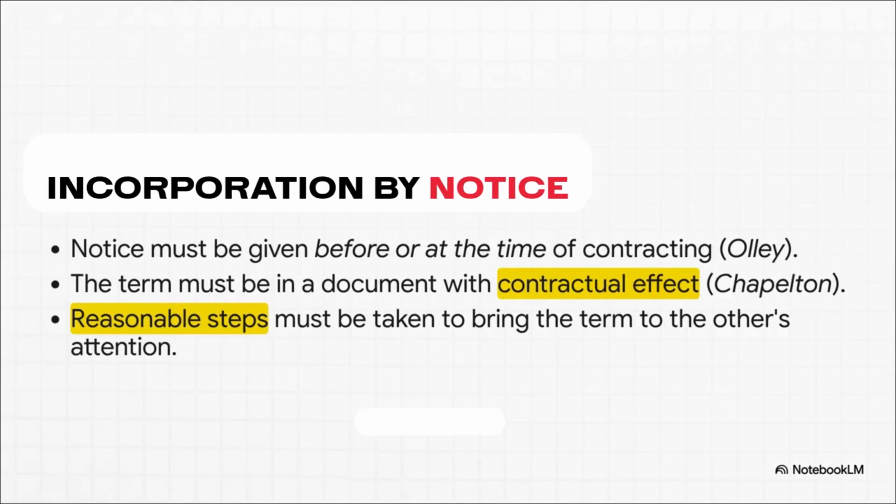Okay, so what if there's no signature? Then it all comes down to reasonable notice. And there are a few rules here. The timing has to be right. You have to be told before or at the time you make the contract. Like in Olley v Marlborough Court, a notice in the hotel room was too late because the contract was made at the front desk. Also, the clause needs to be in a document that looks like a contract. In Chapleton v Barry, a ticket for a deck chair was seen as just a receipt, not a contract, so the clause on the back didn't count.